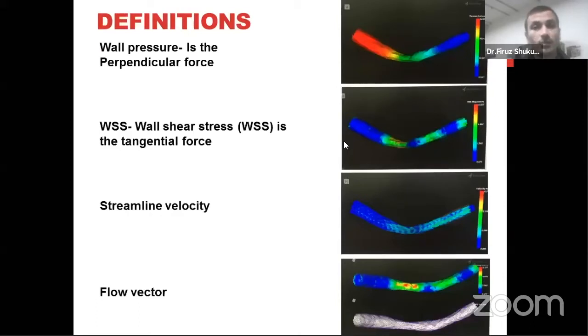These are the four main parameters of computational fluid dynamics. The first one is wall pressure, which is a perpendicular force. The second is wall shear stress, which is a tangential force, usually described as a frictional force of the viscous blood, which can act on the endothelial cells. Streamline velocity is the third, and the last one is flow vector.